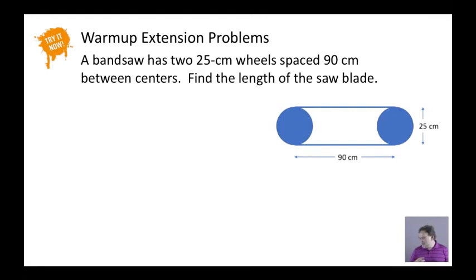Well, we've got some geometric measurements here of this whole thing. We know the diameter of those two gears is 25 centimeters, and we know that the distance from the center of one of the gears to the center of the other gear is 90 centimeters. So think about what formula we would use here. Is this an area problem or a circumference problem? Think about how you might divide this problem up into parts for which we can calculate one portion of the length of this saw blade. Think about how we might calculate the total length of this saw blade by cutting things up into different sections. Take some time for that.